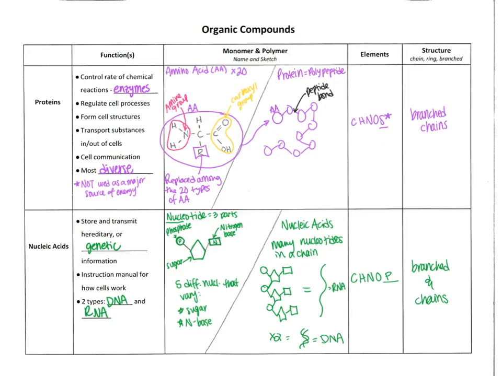So to recap, we have learned that nucleic acids store and transmit hereditary or genetic information. This would be your DNA. Remember that you inherit your DNA from your biological parents, and that tells your cells how to do their jobs and how to make you the unique person that you are. There are two types of nucleic acids, that's DNA and RNA. Nucleic acids are built of nucleotides, which includes a phosphate, sugar, and nitrogen base.